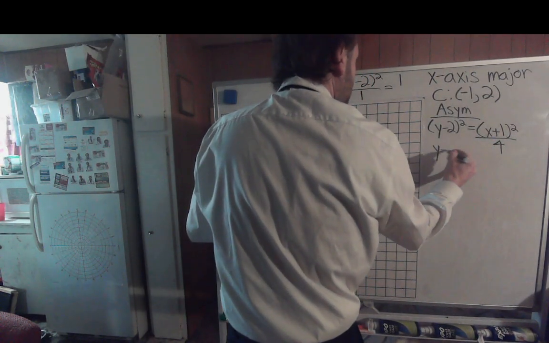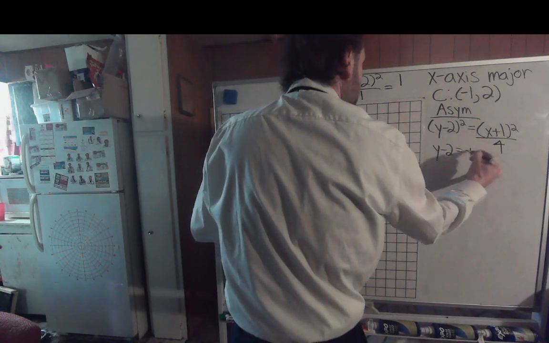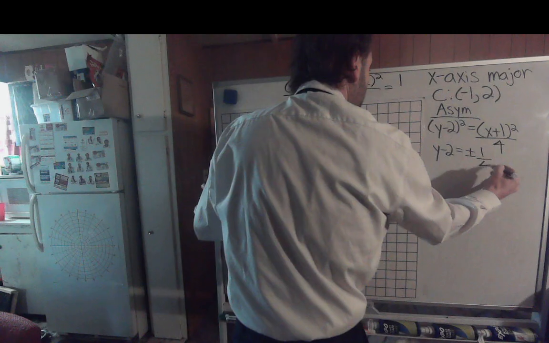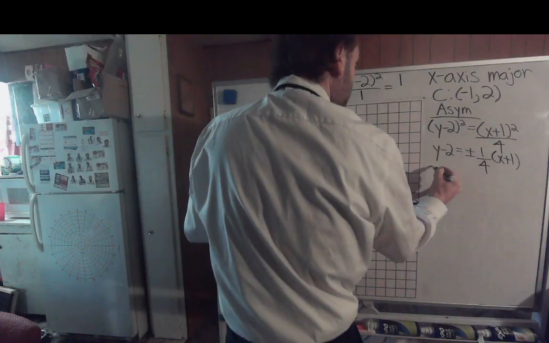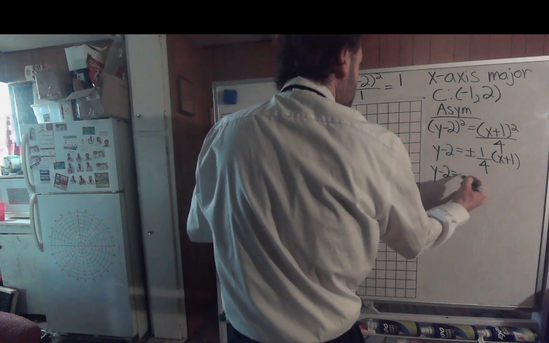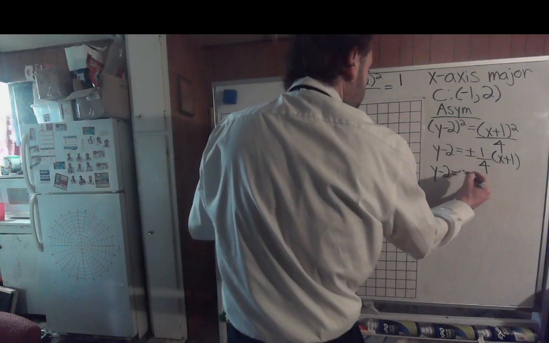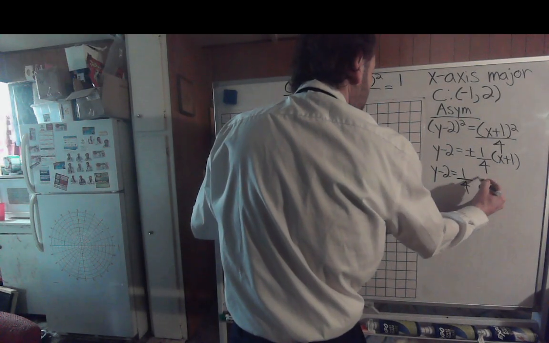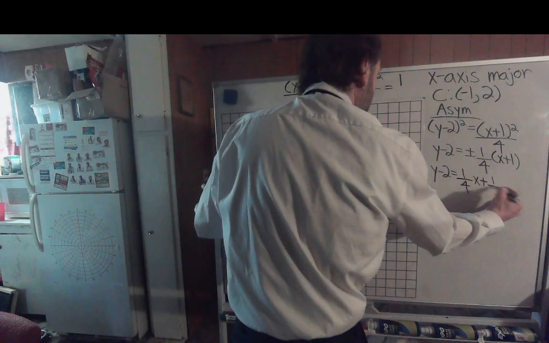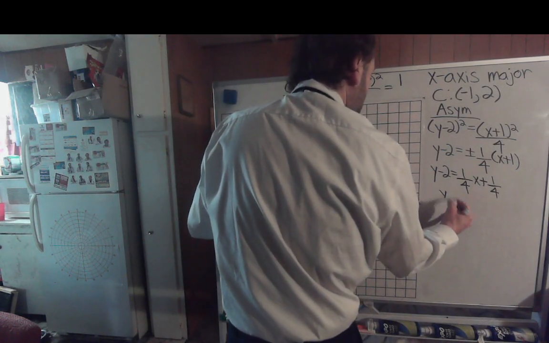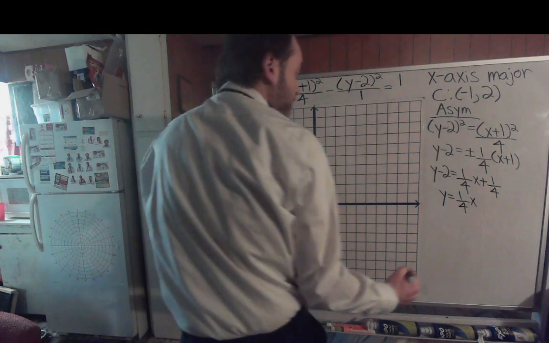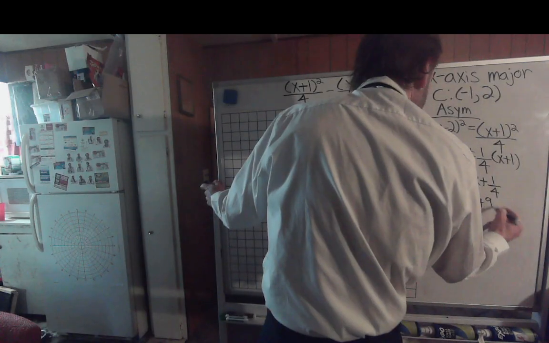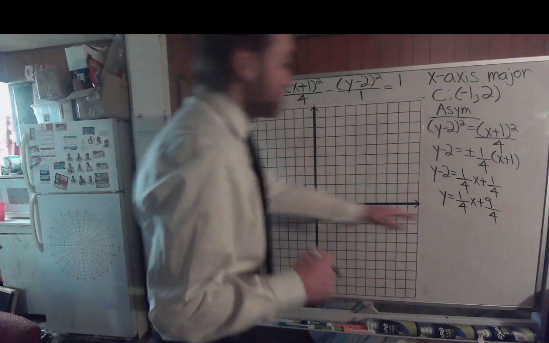You get y minus 2 equals plus and minus 1/4 times x plus 1. So if y minus 2 equals positive 1/4, you would have 1/4 x plus 1/4, which would give you y equals 1/4 x plus 9/4. That'll be one of your asymptotes.